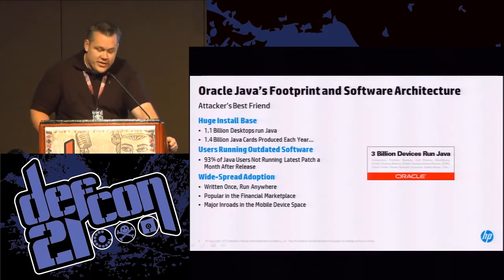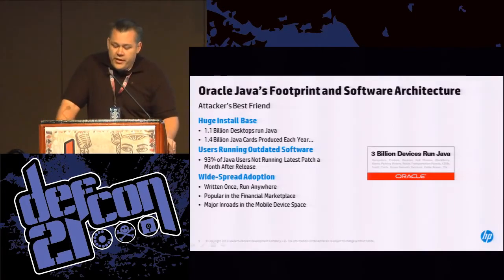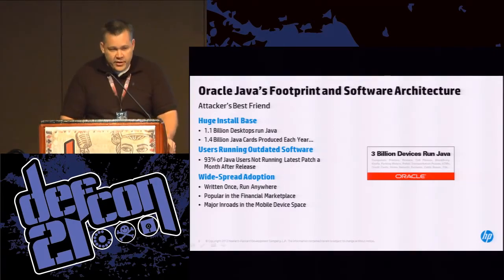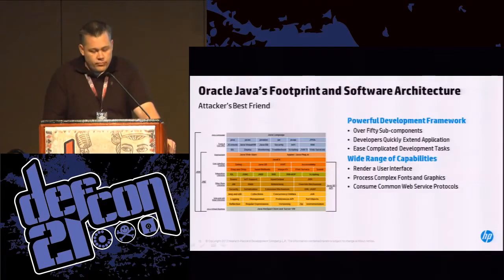The other interesting thing is that schools are using Java as their base language for computer science students, so we have thousands and thousands of developers coming out every year whose core language is Java. As a result there's been a massive widespread adoption of Java in the marketplace, in the financial marketplace and in the mobile space, so it's a really good target for attackers.